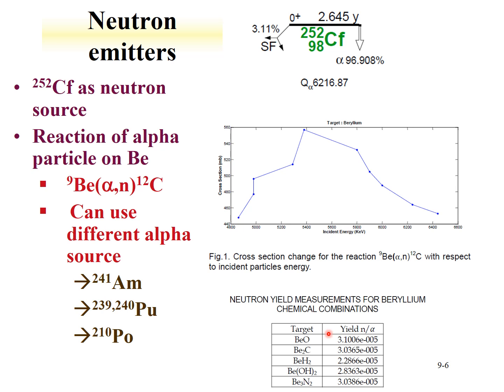And here's some data on evaluation of different beryllium targets with a yielded number of neutrons per alpha. You see those values are on the order of 3 times 10 to the minus 5. There's not a huge dependency on the beryllium chemical form, and you do need quite a few alpha particles to produce one neutron.